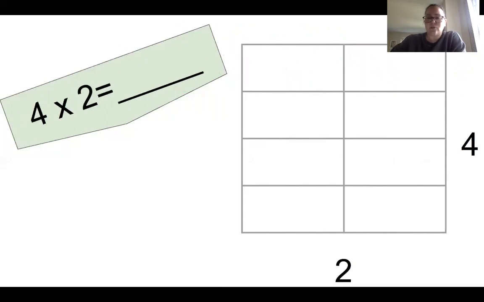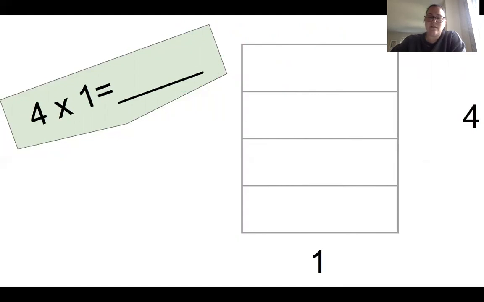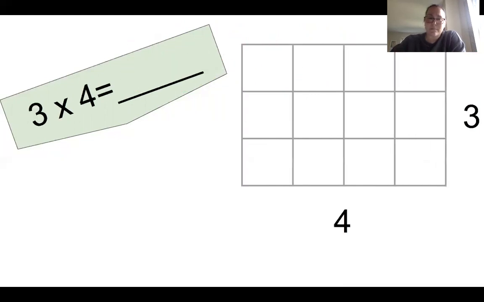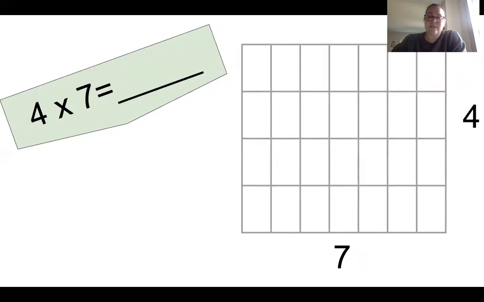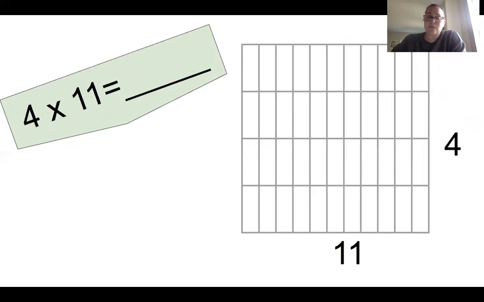4 times 2, 8. 4 times 1, that's 4. 3 times 4, or 4 times 3, 12. And 4 times 12, remember how we used our number strings to help us solve this? 48. 4 times 7, 28. 4 times 11, easy one, 44.